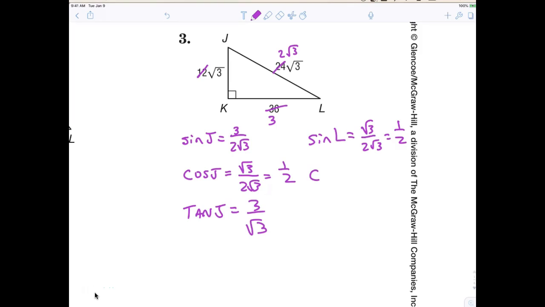Cosine of L. 3 over 2 radical 3. And then tangent. Radical 3 over 3. Now hopefully you can start to see relationships. The sine of J is always equal to the what? Cosine of L. Sine of L is equal to cosine of J.